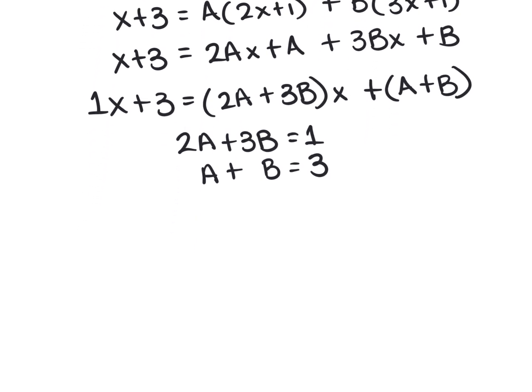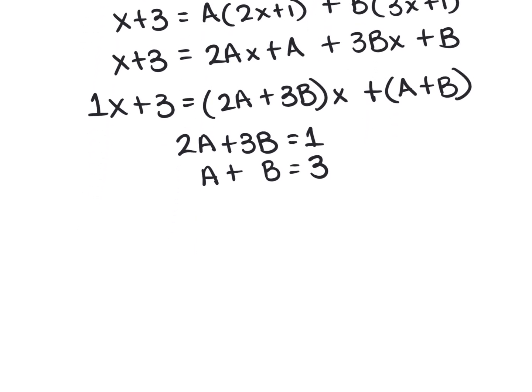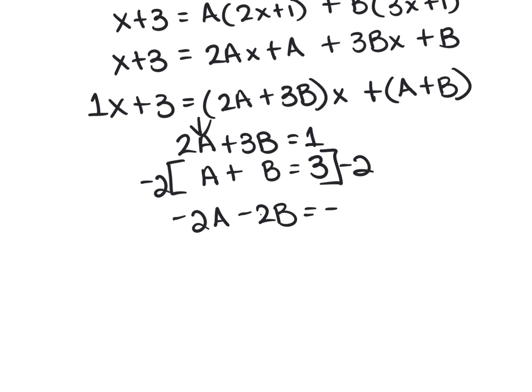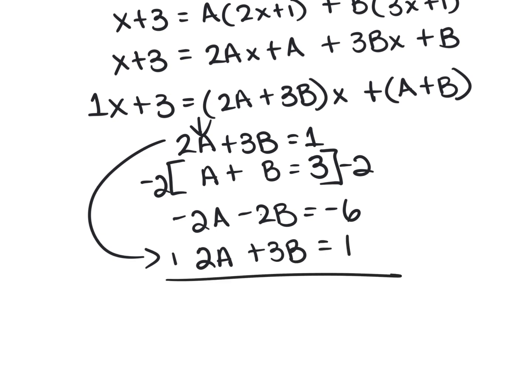So for this one, we can choose a or b. It doesn't matter to me which one you choose. I'm going to choose a, so I need to create a -2 on the bottom. So I'm going to multiply it by -2 all the way across. So we have -2a minus 2b is equal to -6. And then rewrite the top equation next line down. So I have 2a plus 3b is equal to 1. And when we add, of course, our a's are gone. Then I have 3 minus 2 is b. And -6 plus 1 is -5.